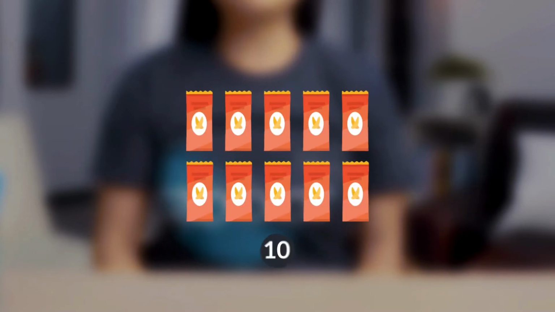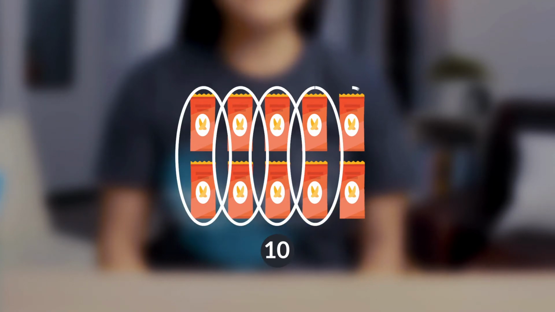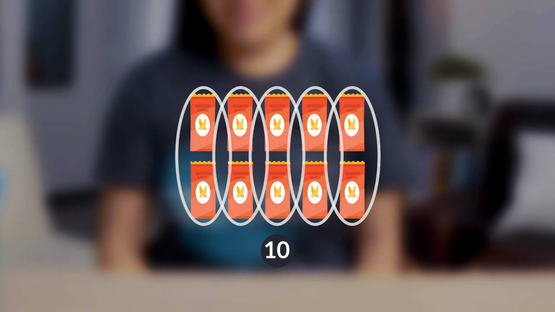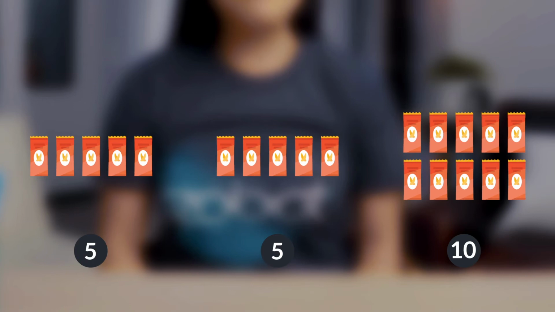Look at this group of objects. 10 is also an even number. I can count the 10 objects by 2s to get to my total. 2, 4, 6, 8, 10. I can also make 10 by adding the same number or addend. 5 plus 5 equals 10.